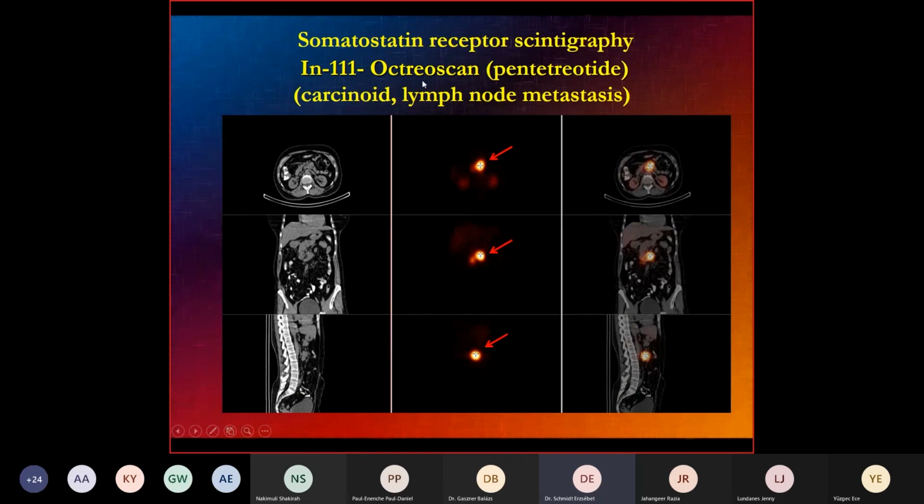It's a somatostatin receptor scintigraphy. The patient had a carcinoid tumor in the pancreas, which was removed, and with the help of somatostatin receptor scintigraphy, we can detect an involved lymph node metastasis in the root of the mesentery, in the mesenteric radix.